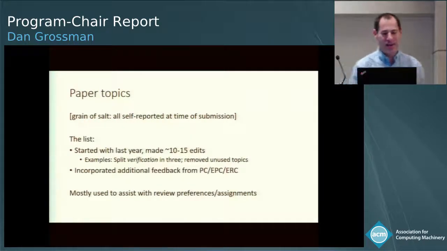Okay. So the last thing I'll geek out on is paper topics. When people submitted papers, they chose from a list of 70 or so topics. Where did this list come from? I evolved it from the year before. I looked at it, spent time, last September or so, made about a dozen edits. For example, there used to be a topic verification, and now there's verification automatic, verification interactive, and verification other.